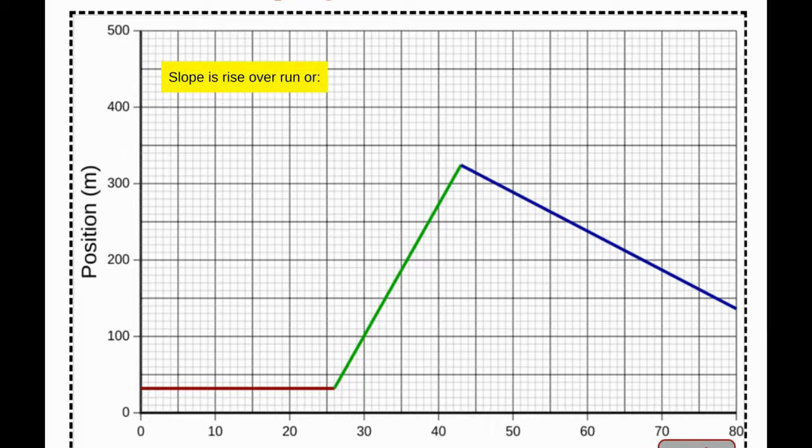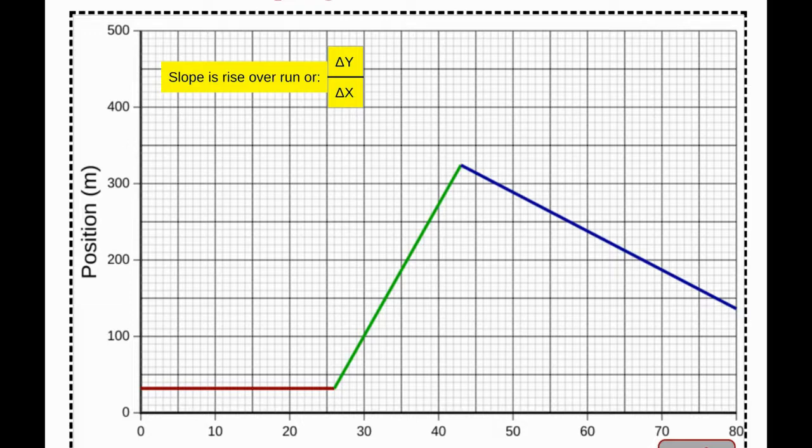Remember, slope is rise over run, or change in y over change in x, which would be the final y position minus the initial y position divided by the x final position minus the x initial position.